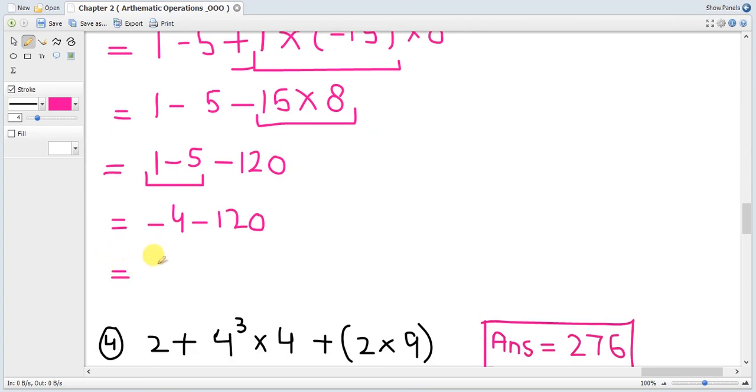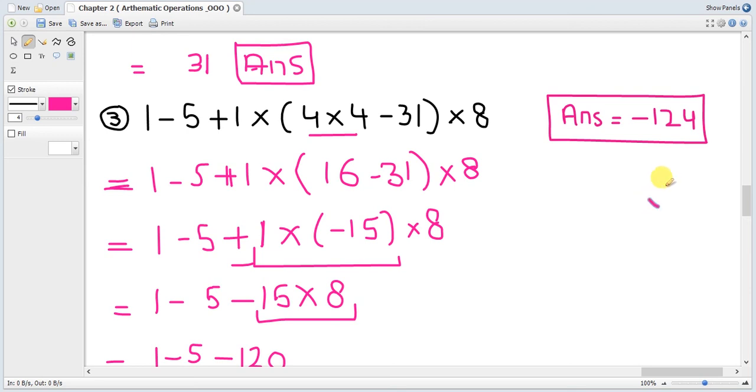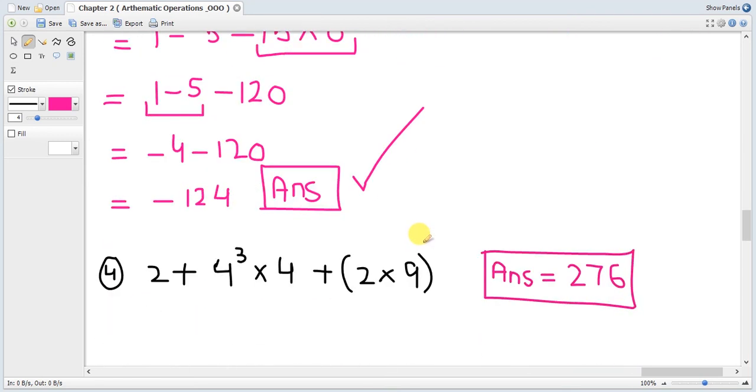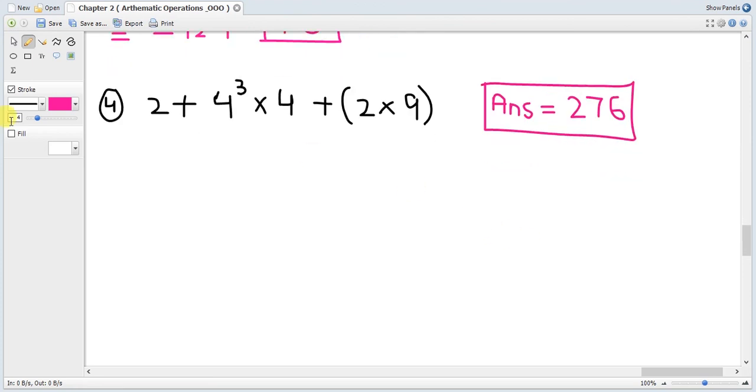So minus 4 and minus 120 will give us minus 124, and this is our final answer. So let's verify it. Yes, the answer given here is negative 124, so our answer is also correct. Okay, moving on to the next question.